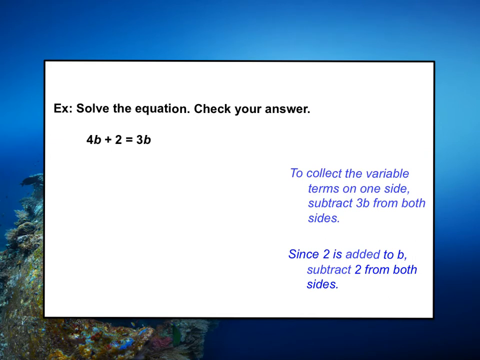Here's our second example, and I remind you to check your answer. We're going to go ahead and collect the variables all to the same side, but we always want to keep it positive. So I'm actually going to subtract 3b from both sides.